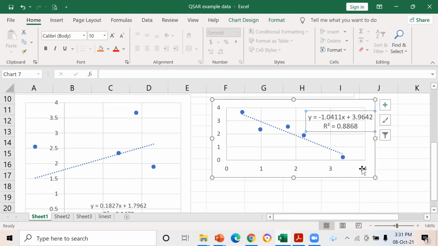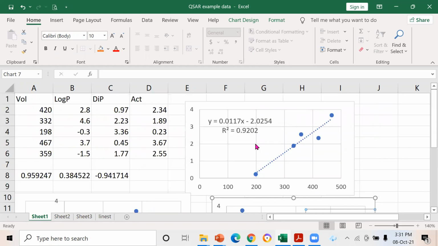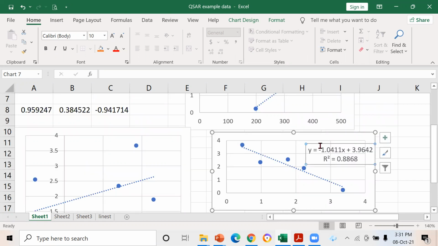So as dipole increases, activity will go down. If I have to design molecules, I should have lower dipoles and higher activity. So this is the best QSAR we got. This is also a reasonably good QSAR. We can use it. If you want to use this QSAR, I should know the dipole of the molecules.